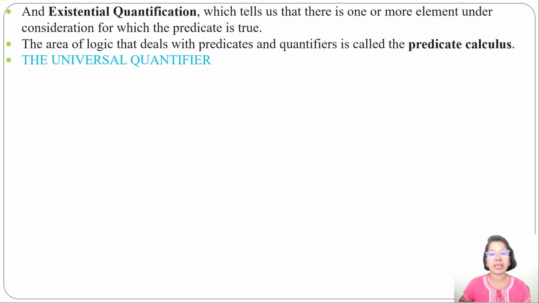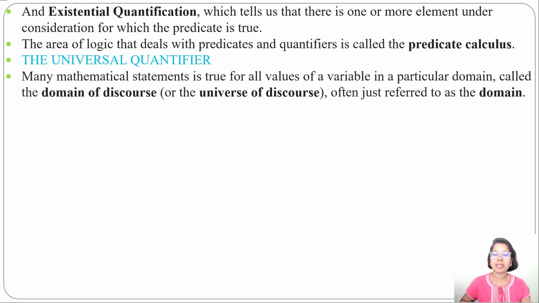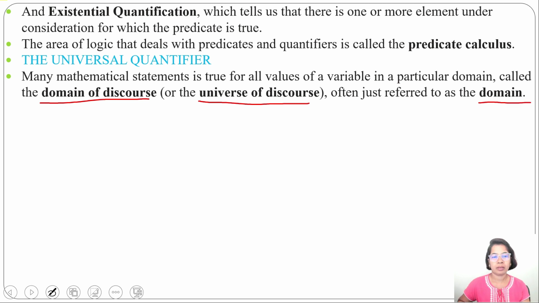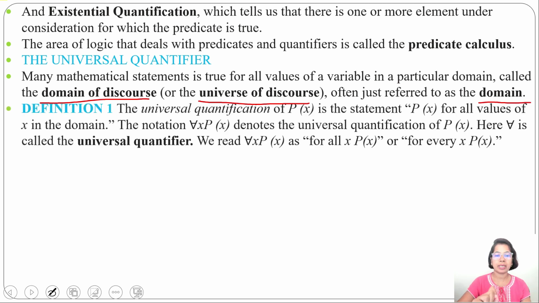In previous lecture, I already discussed predicates and quantifier and an introduction to universal and existential quantifier. Let's discuss details about universal quantifier. Many mathematical statements are true for all values of a variable in some particular domain called the domain of discourse, or simply universe of discourse, or you can say just domain. Now, definition of universal quantifier.